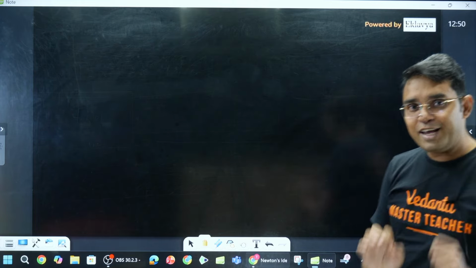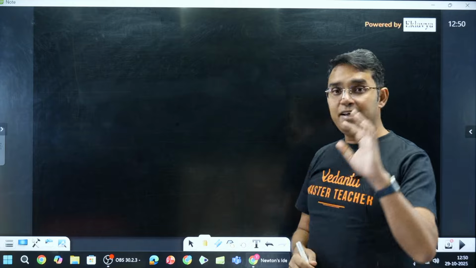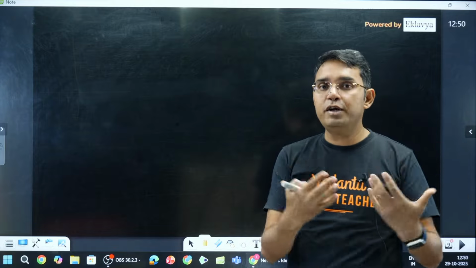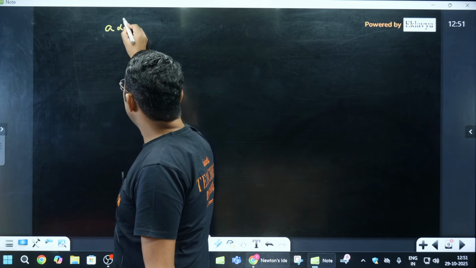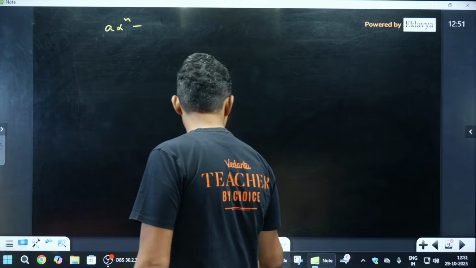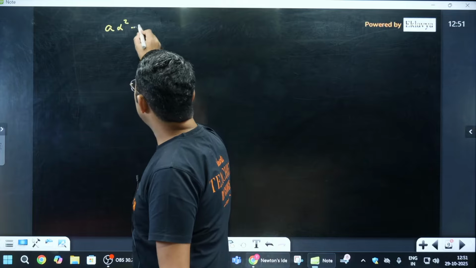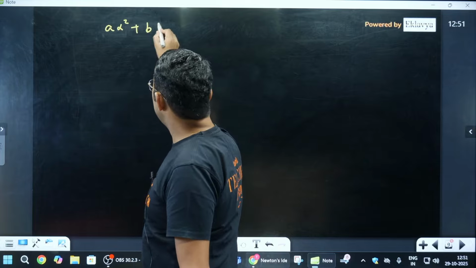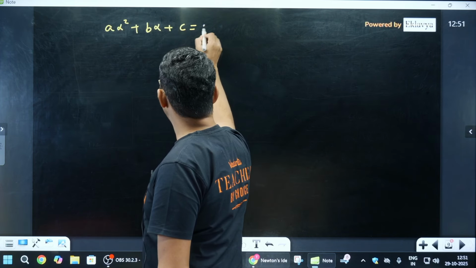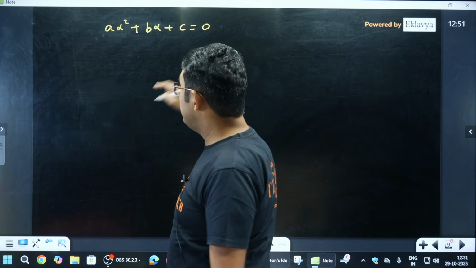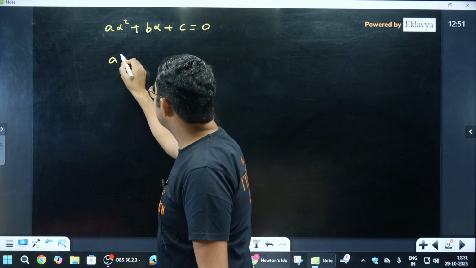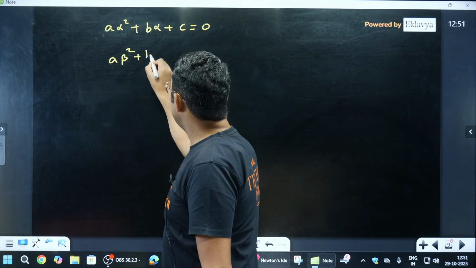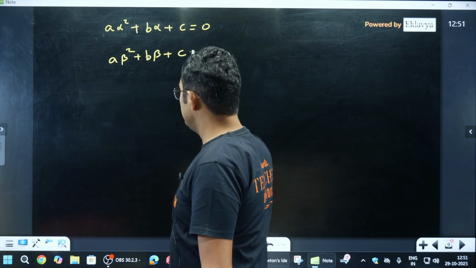Yeah, I just forgot that I was about to tell you the proof of how it is coming. I think the proof is very simple. If your roots are alpha and beta, they should satisfy the quadratic. So a alpha square plus b alpha plus c equal to 0, because alpha is a root, and similarly a beta square plus b beta plus c equal to 0.